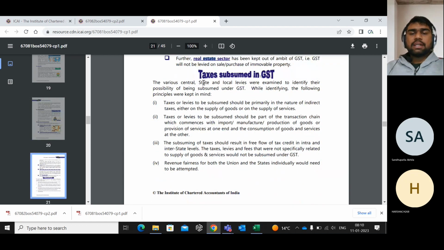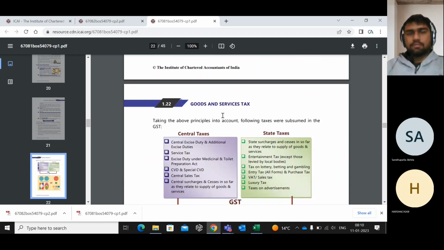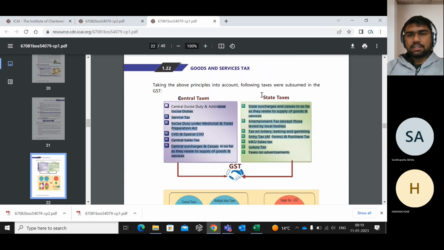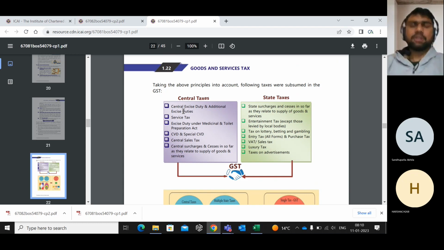What are the taxes subsumed under GST? That means after the introduction of GST, what are the taxes which have been eliminated? You can see here the central taxes and the state taxes. Central taxes include central excise duty and additional excise duty. Additional excise duty is levied on some demerit goods like alcoholic liquor for human consumption, tobacco and tobacco products. There are also some other products like luxury goods, like a Benz car or an Audi.